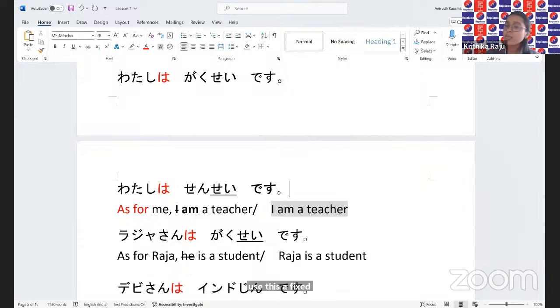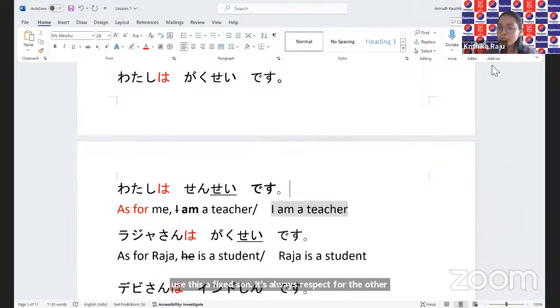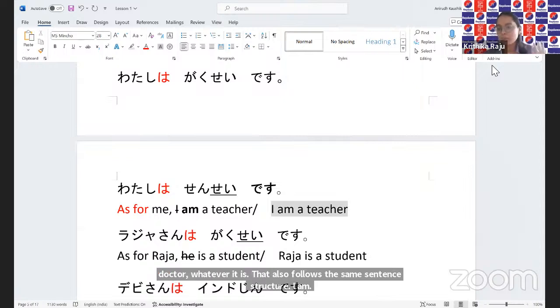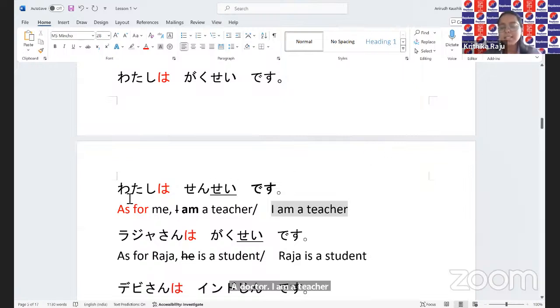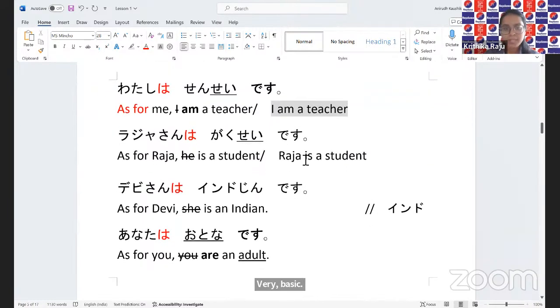And the second thing that you will say is your profession, what you do. You're a teacher, you're a student, you're an actor, you're a doctor, whatever it is. That also follows the same sentence structure. I am a doctor. I am a teacher. I am a university student, whatever. So here in this case, I am a teacher will be watashi wa sensei desu.